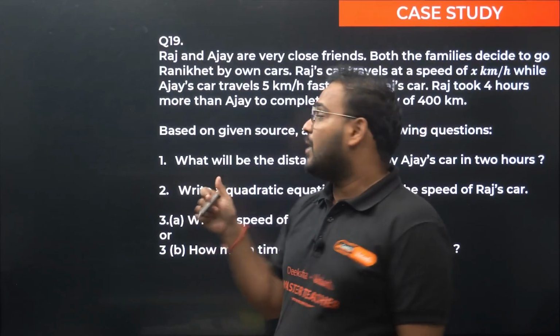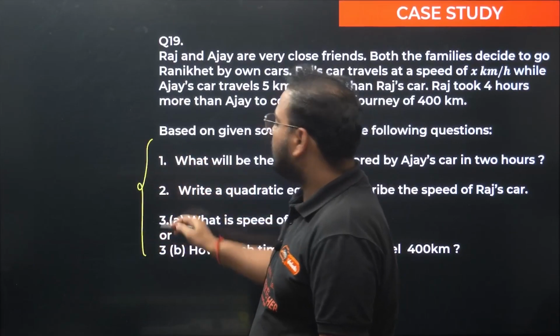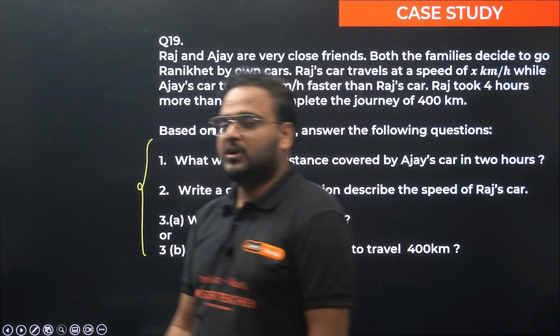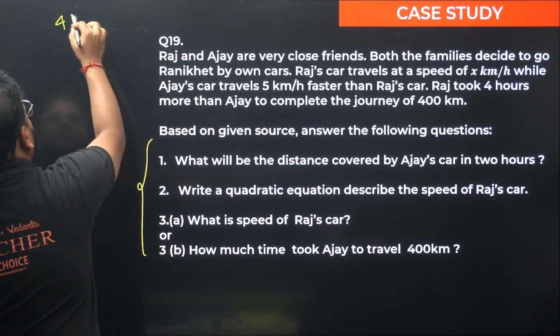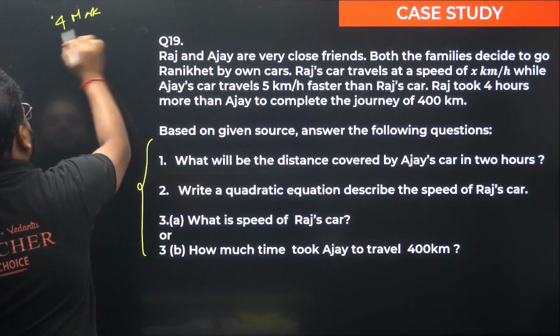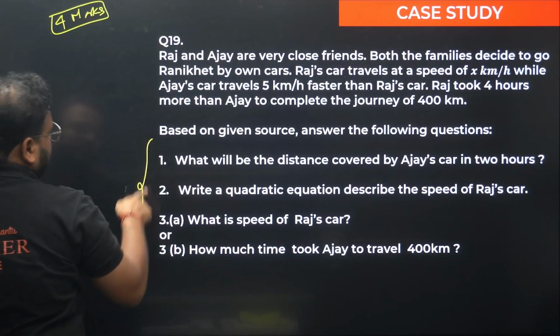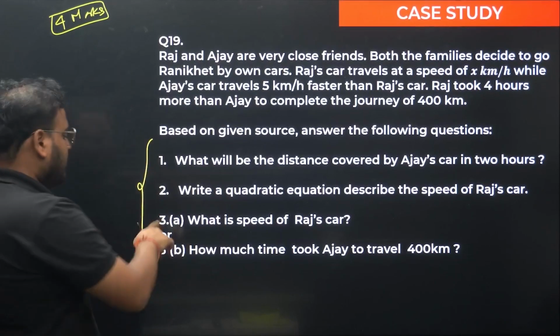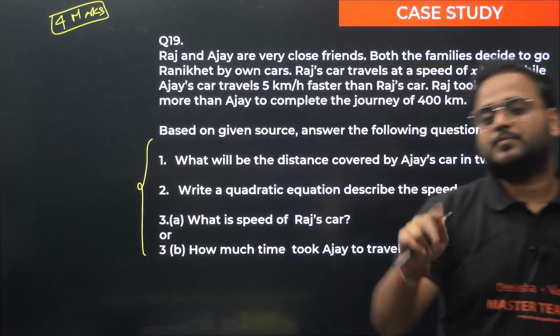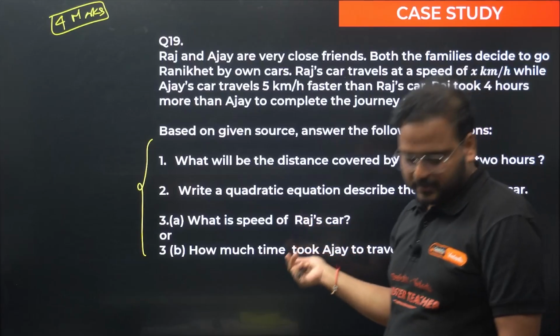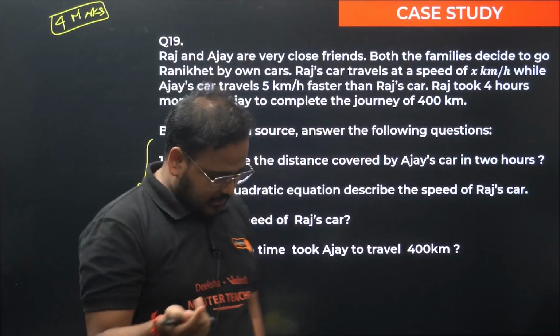For a 4-mark question, we cannot take 10 minutes. This is a 4-mark question, right? 1, 1, 2. First part carries 1 mark. The first one carries 1 mark, the second one carries 1 mark, and the last one has an option given to it, but you have to do both. It carries 2 marks actually, not like you can choose either 3 or 3B.